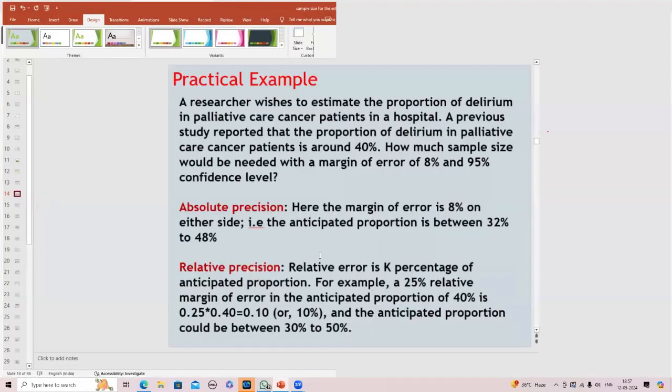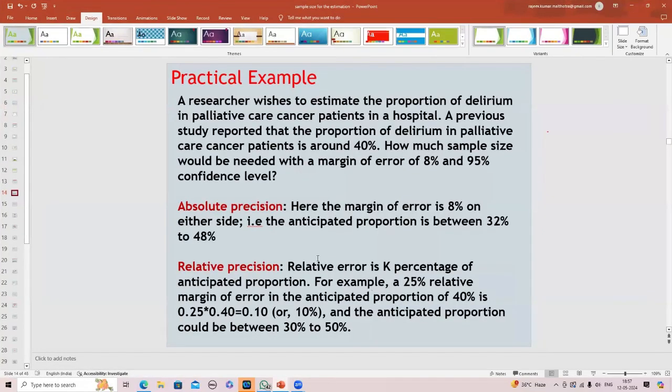So this is the meaning of relative and absolute. Suppose a researcher wants to estimate a proportion of 40%. If he selects an absolute margin of error of 8%, then the 95% confidence interval is 32 to 48%. So this is the absolute form: you directly add or subtract the absolute error from the 40.